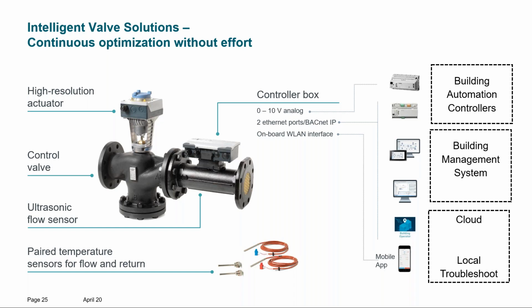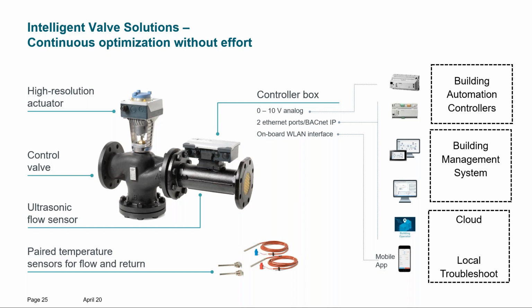And then on the right-hand side, you see this controller is not a standalone device somewhere in the hydraulic network. It's also connected by BACnet to the building automation controller. So the building automation controller can also exchange and get information to extend the comfort control, and is also able, by BACnet, to integrate into the building management system for more transparency.